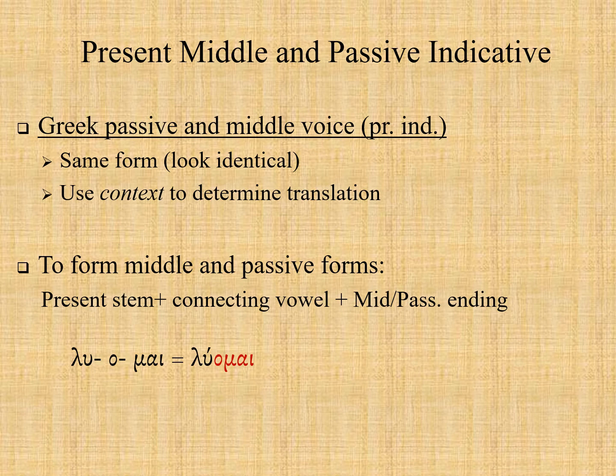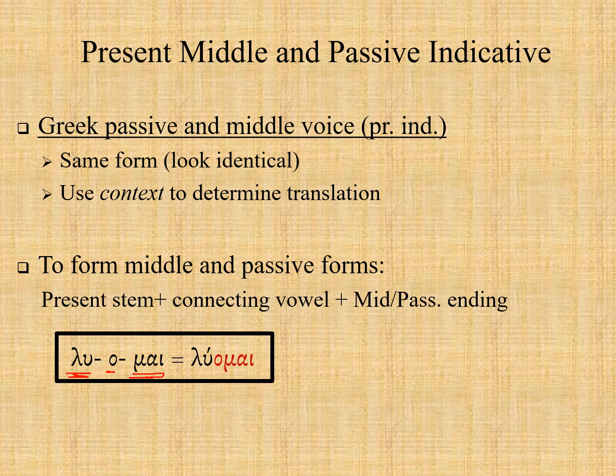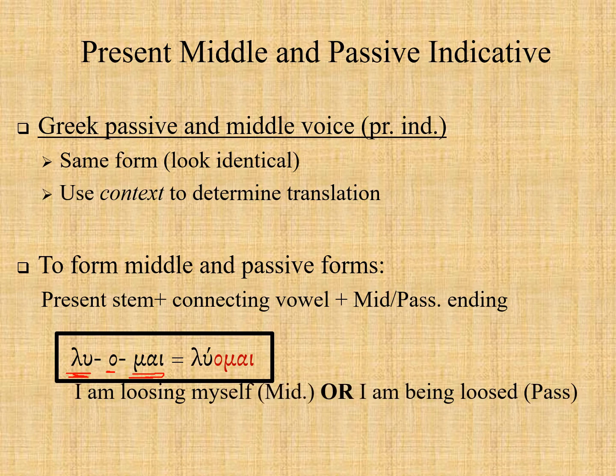So it's quite simple. We have our example verb luo. We have the stem, then we have the connecting vowel omicron, and now you can see the middle passive endings look somewhat different. So luomai, and this would be present, middle or passive, first person singular. I am loosing myself would be the translation in the middle, or I am being loosed would be the translation in the passive voice.